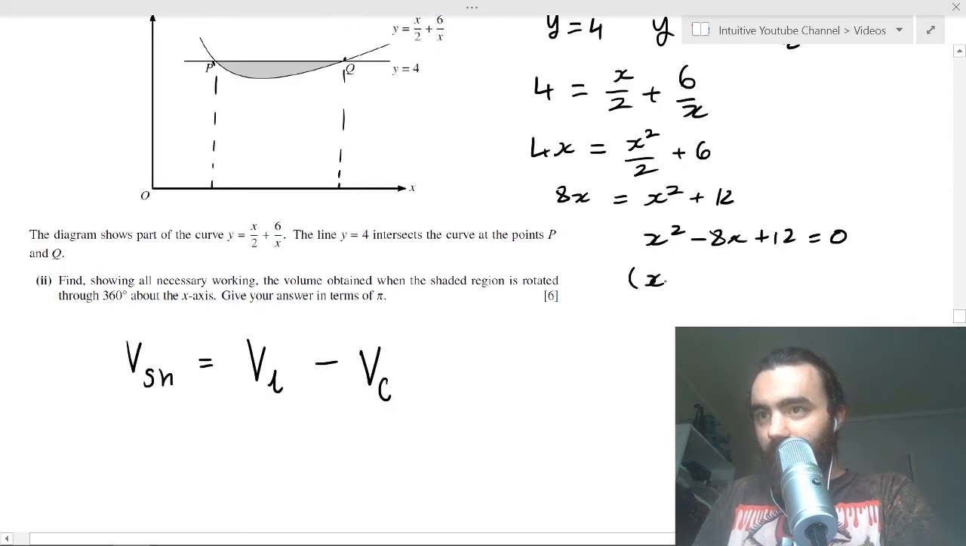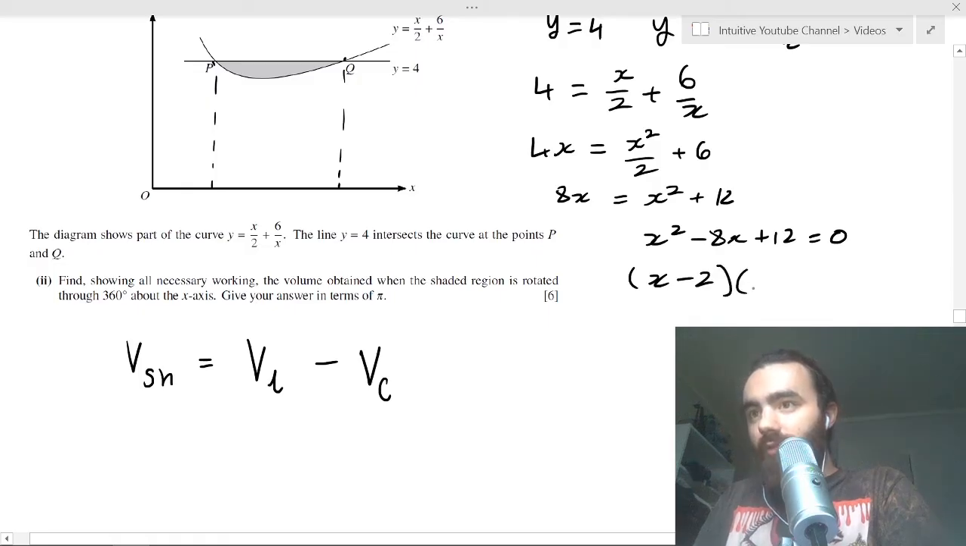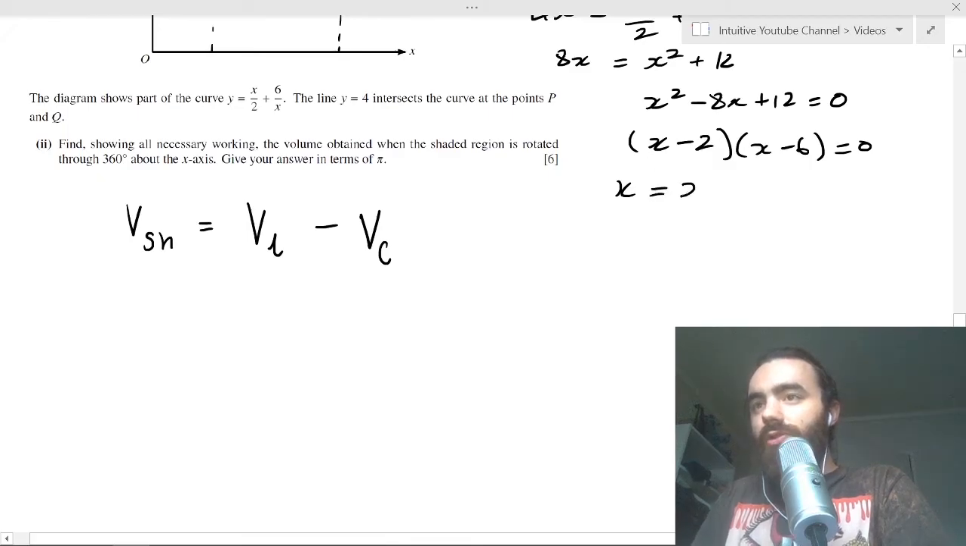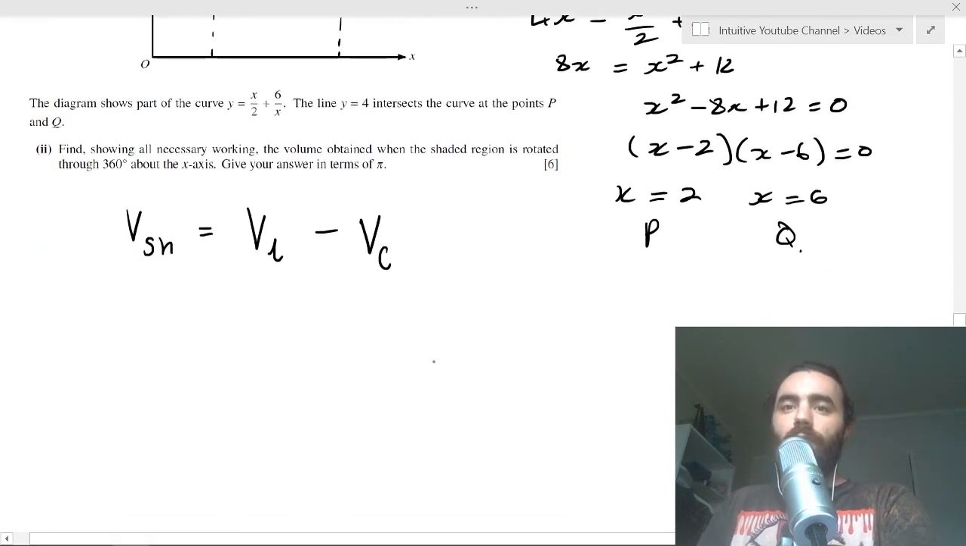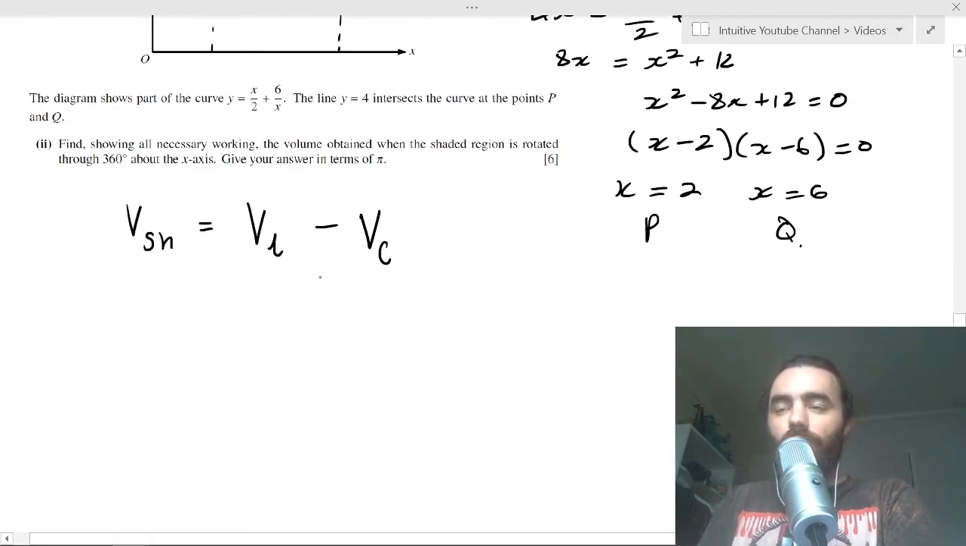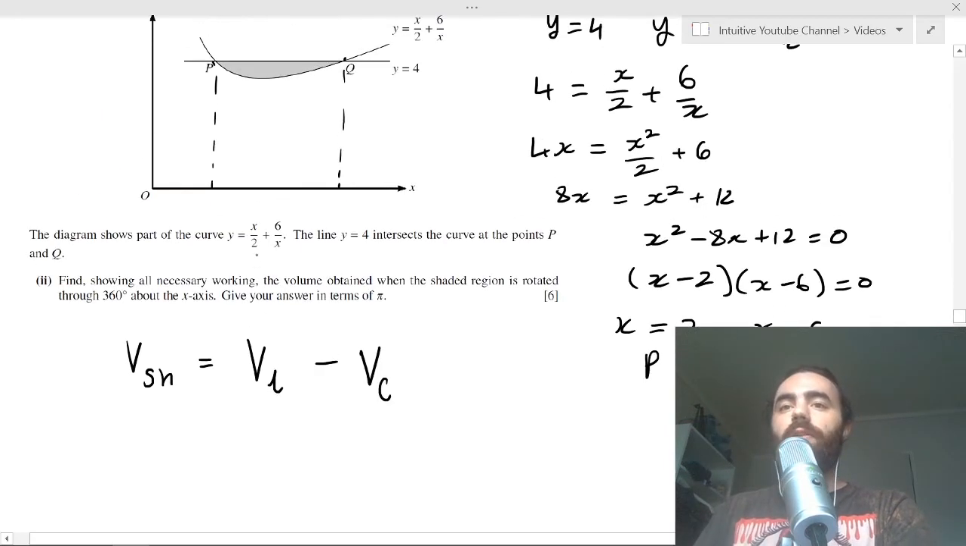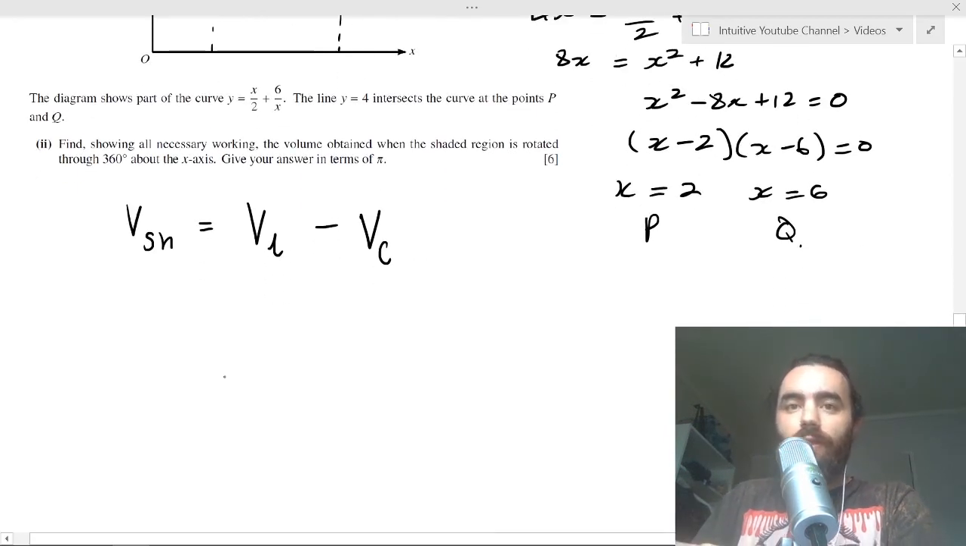And then we can factorize this to find our solutions for x, and therefore our p and q x values will be x minus 2 and x minus 6 equals 0. So we have solutions of x equals 2 and x equals 6. So this will be the p and the q. Okay, so now we need to find the volume of this line when it's rotated around the x-axis between 2 and 6, and the curve when it's rotated about the x-axis between 2 and 6. And the way that we do that is as follows.